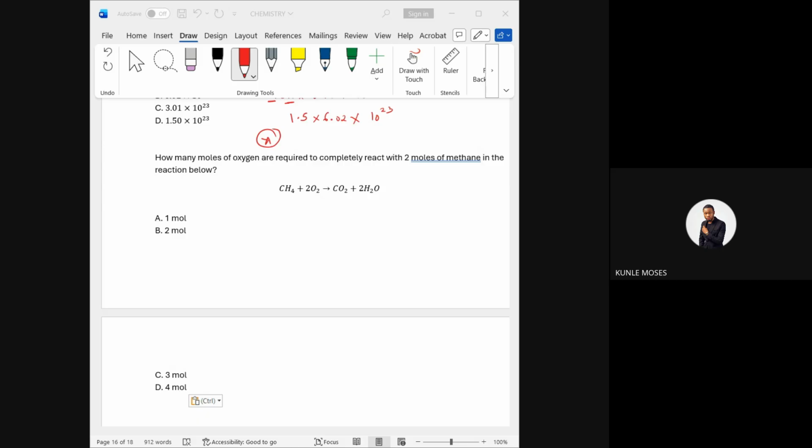Titilola, what's your answer? Gift, what's your answer? Akinwale, Confidence, Suzanne, Easy. Are you guys done writing? 4 moles. That's Titilola. Gift, 4 moles.